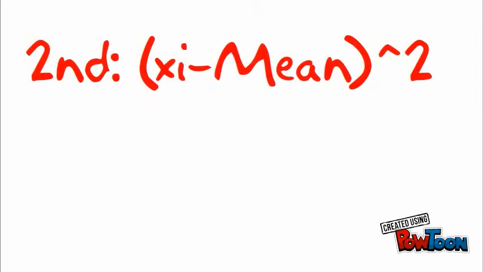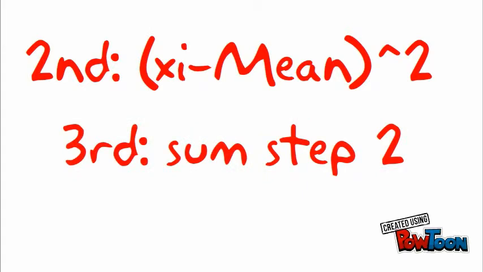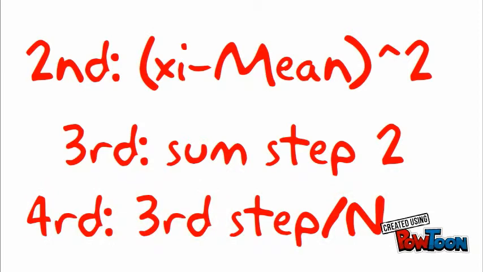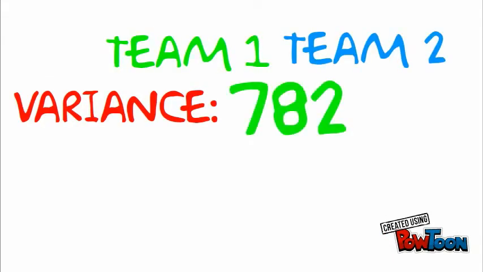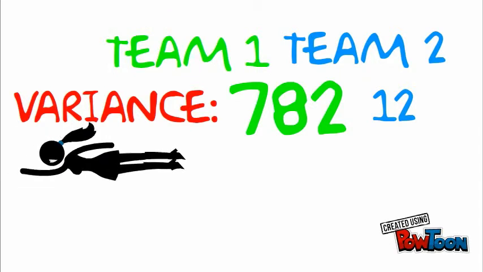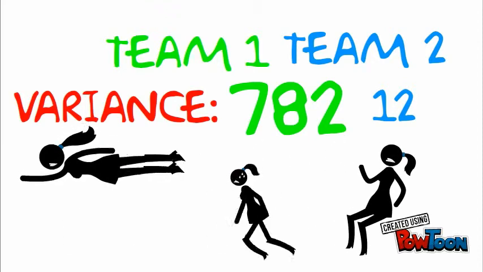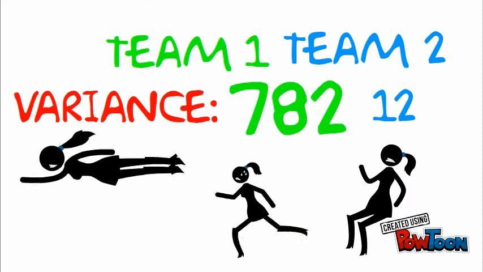Step 2 would be to subtract each number from the average and square it. Step 3, add the results all together. And finally, Step 4 would be to divide the result by the sample size, or the total number of runners. As you can see, and you probably expected, the result for Team 1 is way higher than Team 2. This means that the first team has a bigger dispersion, or the members of the team have a big difference of preparation level between them.